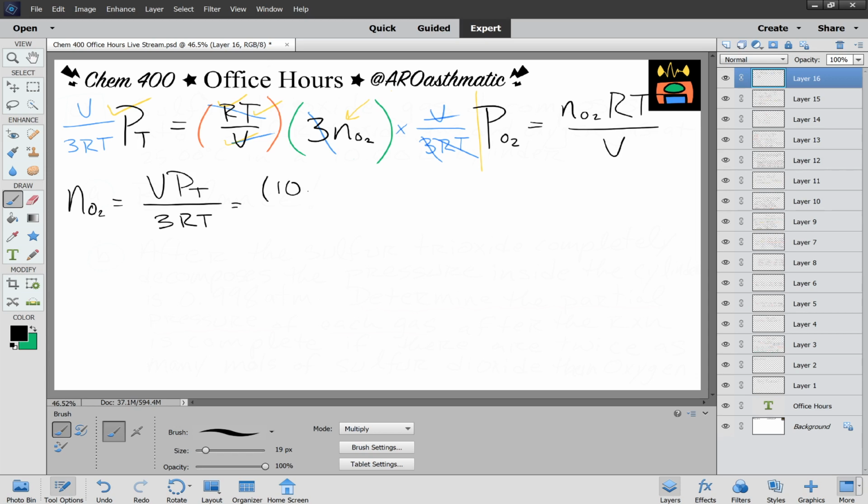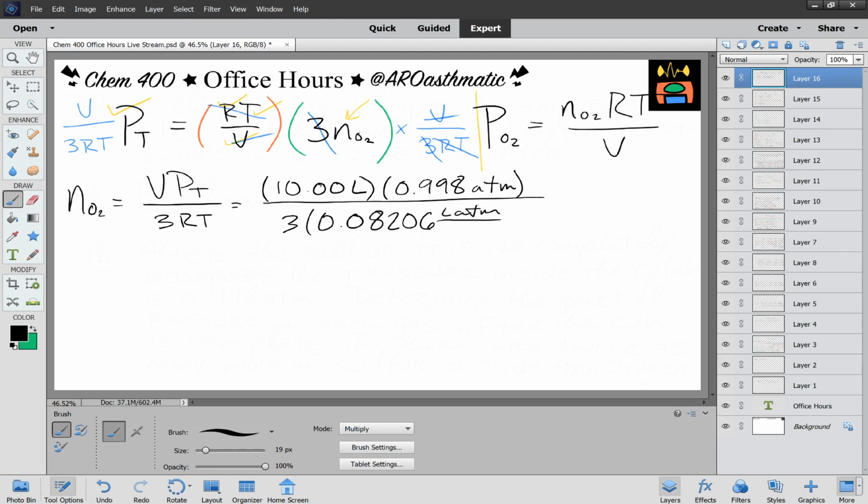Our volume is 10 liters. Our total pressure is 0.998 atmospheres. 3 is 3. R is 0.08206 liter atmospheres per mole Kelvin.